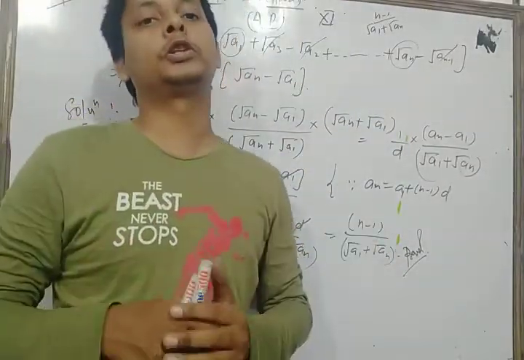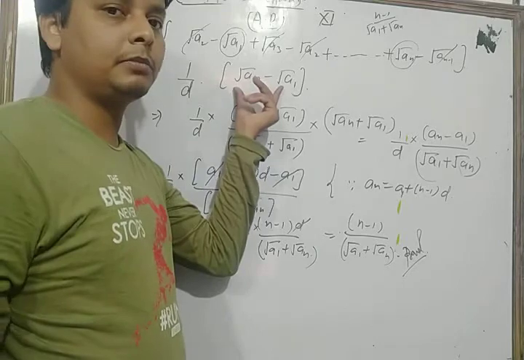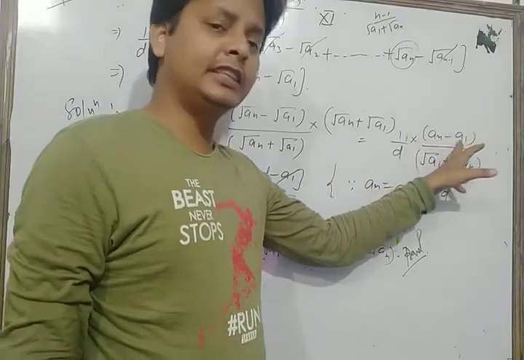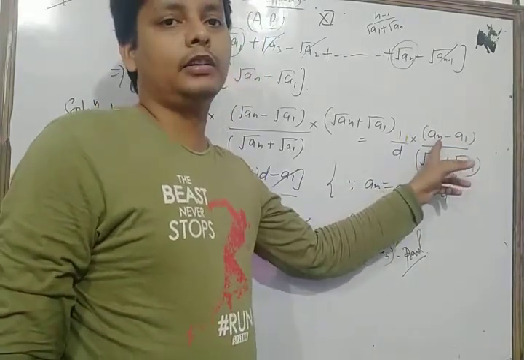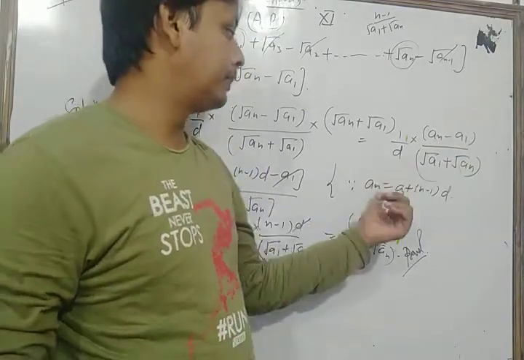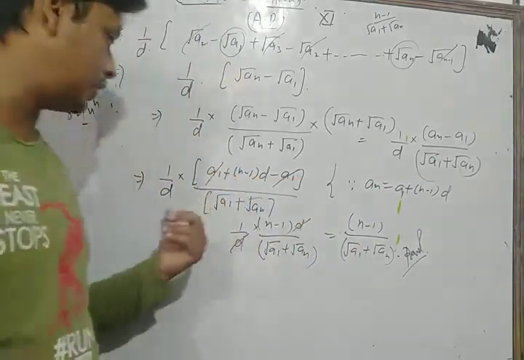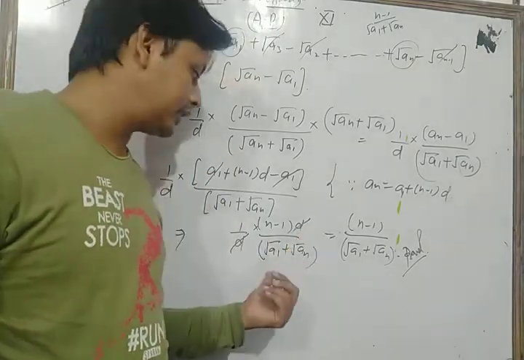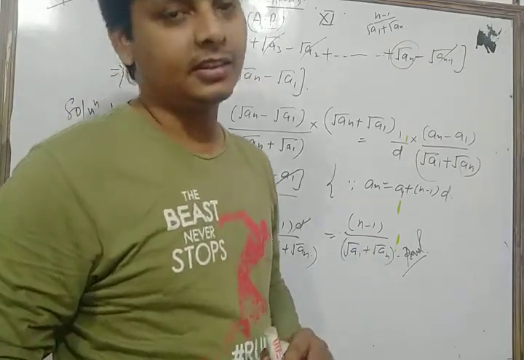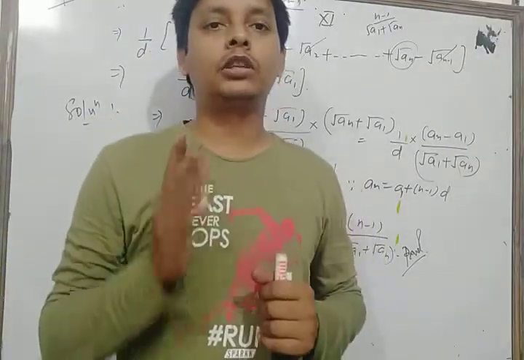Okay, this is one of the most important questions of your NCERT exercise. Here dear students, we multiply both the numerator and denominator by under root an plus under root a1. After that we get this, and you know that the general term of an AP is a plus n minus 1 into d. So here your AP's first term is a1, so we put a is equal to a1. Here a1 plus n minus 1 into d minus a1 cancel to each other. After that d also cancel to each other, so we get n minus 1 upon under root a1 plus under root an. This is our result. So dear students, you can solve each and every question of your NCERT exercise based on the general term of an AP.